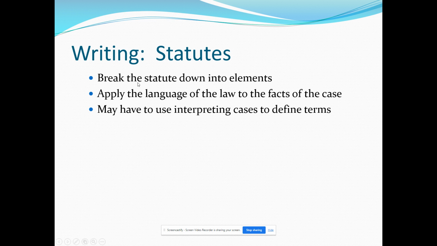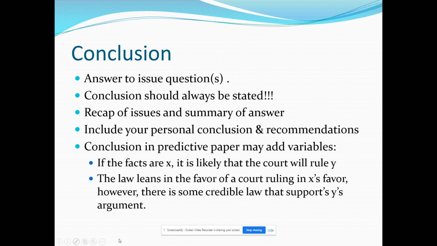Statutes, same thing, like we did the other week, where we're breaking down those statutes into elements, and then we apply the language of the facts of our case to those elements. If there's an issue on what the terms of a statute mean, you might have to use case law to interpret those terms.